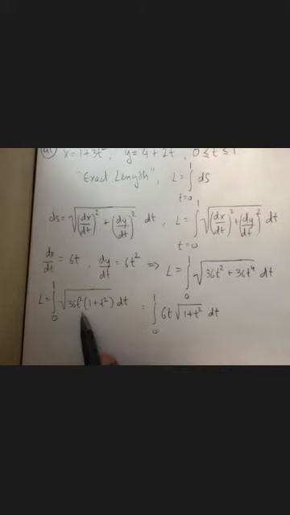Now when this 36 t squared comes out of the radical, it becomes 6t. Right. So this 6t, when it goes inside, you have to square it, so it becomes 36 t squared, because the square root of 36 t squared is 6t.